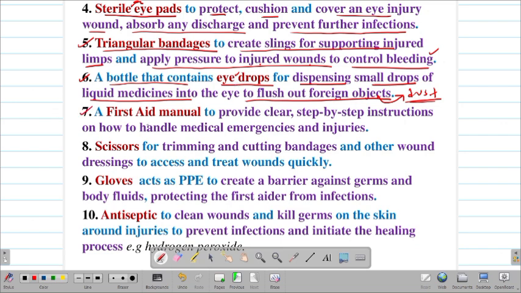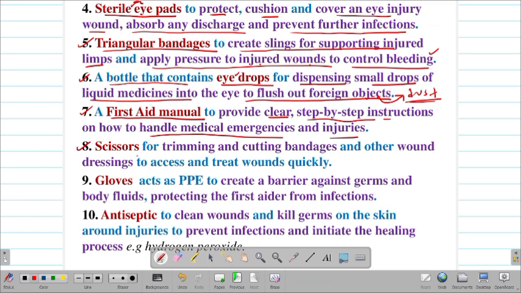Now, the seventh component of our first aid kit is what we call a first aid manual. So the function of a first aid manual is to provide clear step-by-step or systematic instructions on how to handle medical emergencies and injuries that could occur within a laboratory.